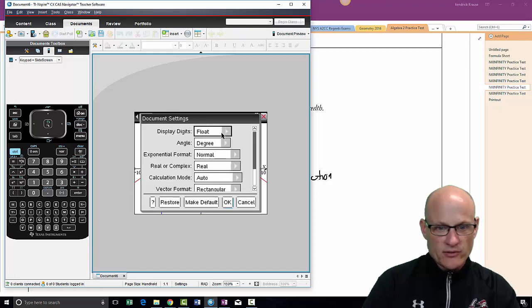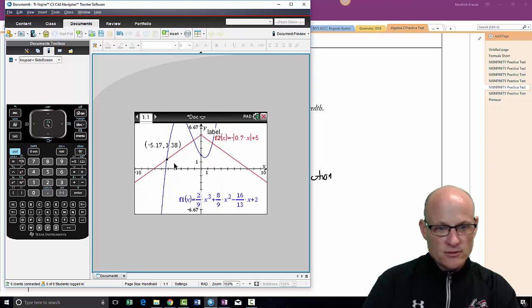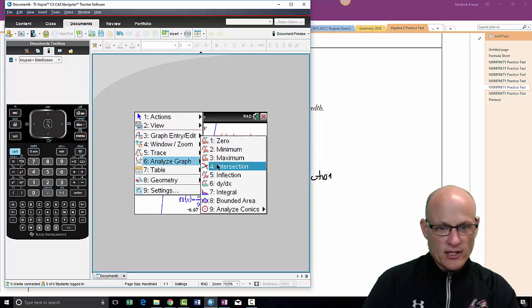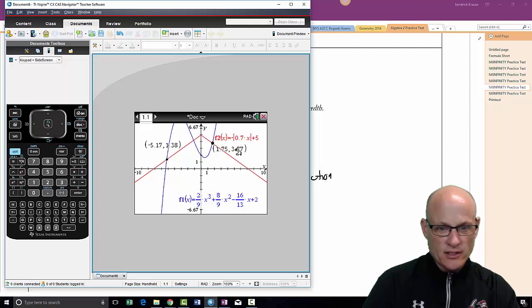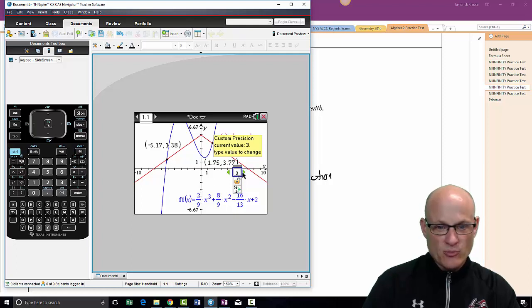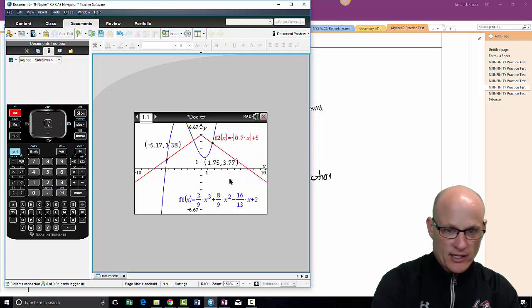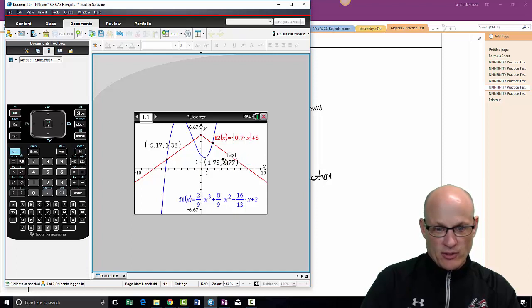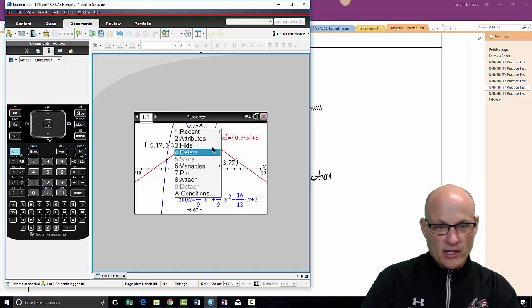Settings, document settings, float. It's on float. Menu, let's try to do that again. Analyze graph, intersection, click, click. Well, that's a big problem. Attributes. I can change it to more. So I'll tell you what I did. I right-clicked on it. I don't know if you can do this. You should be able to. Maybe click and hold. Right-click on it, choose attributes. I've got it.